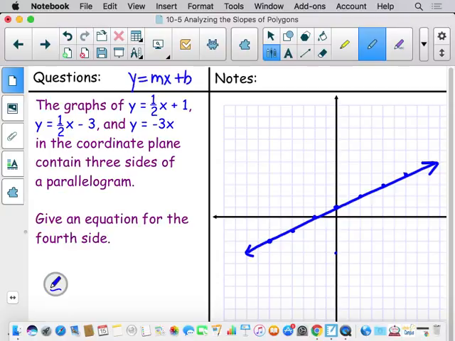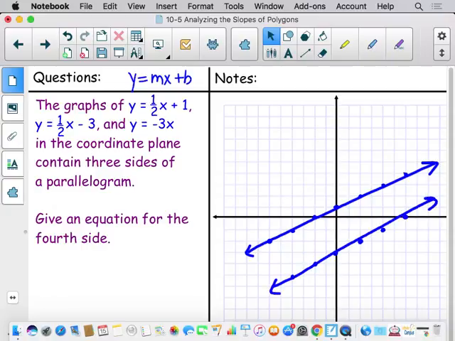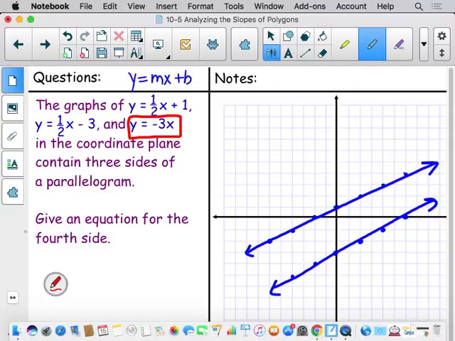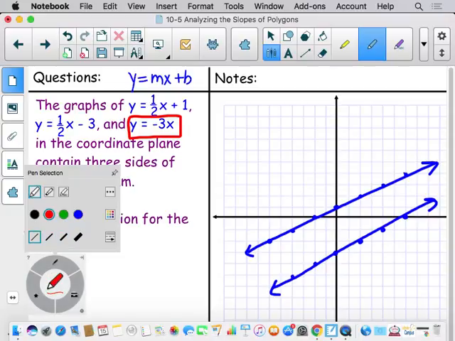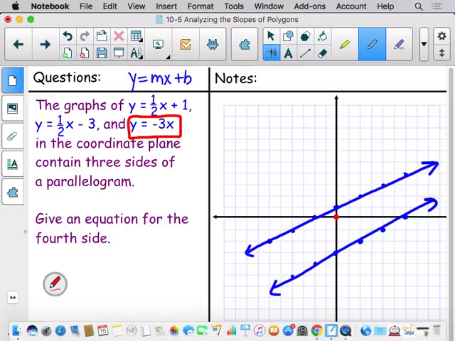My second line is y equals 1/2 x minus 3. So that one starts at an intercept of negative 3. The slope is still 1/2 though. So this should be making sense. We're looking for a parallelogram. So these two sides right now are parallel to each other. Then, so those are going to be opposite sides. They're parallel. Then I've got my third side right here. Y equals negative 3x. So this one has an intercept of 0. And the slope is negative 3, so it goes down 3 over 1. So this is a very steep line.